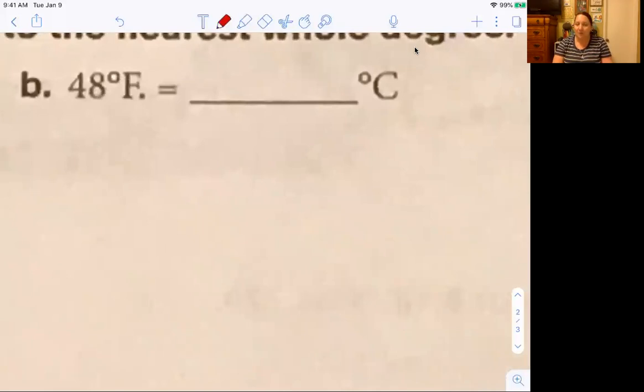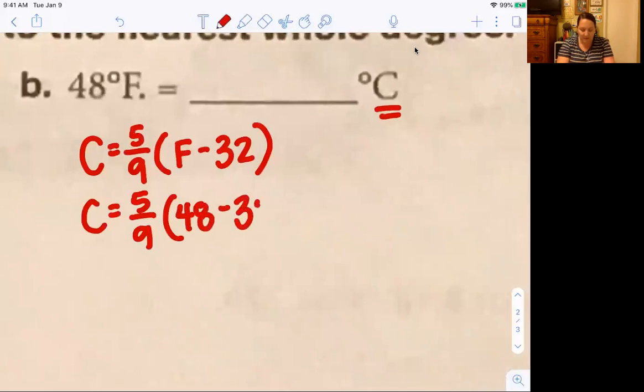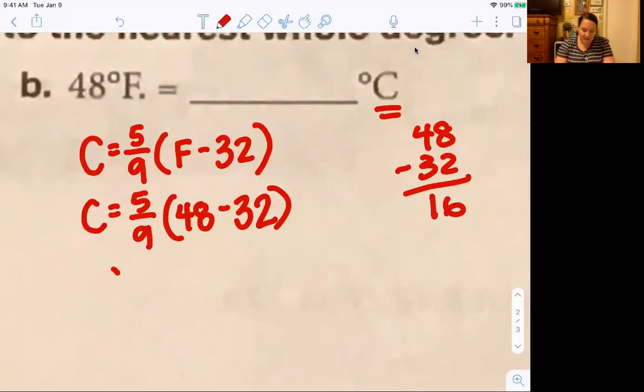Okay, letter B. We're using the C formula because that's what we're trying to figure out. So C equals 5/9 times F minus 32. C equals 5/9 times, and our Fahrenheit in this case is 48, minus 32. So I'm going to come here and do 48 minus 32, which is 16, right? C equals 5/9 times 16 over 1.